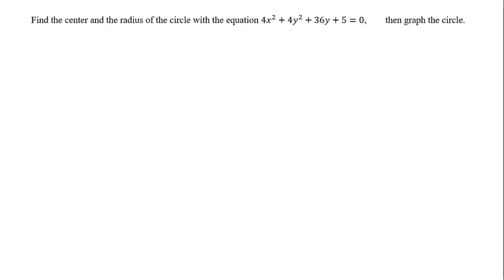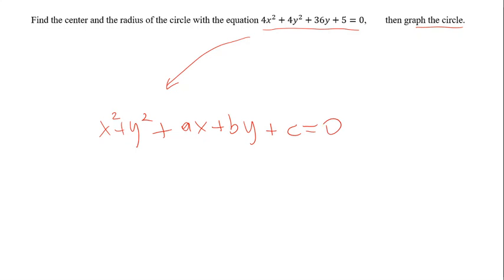Find the center and the radius of the circle with this and graph the circle. If this is a circle, then its standard form should be this way, right? We see it's a 0, it's okay, but the problem here is we have to have x squared and y squared here, but we have 4 here. What should we do? So we can apply a and b and c here.